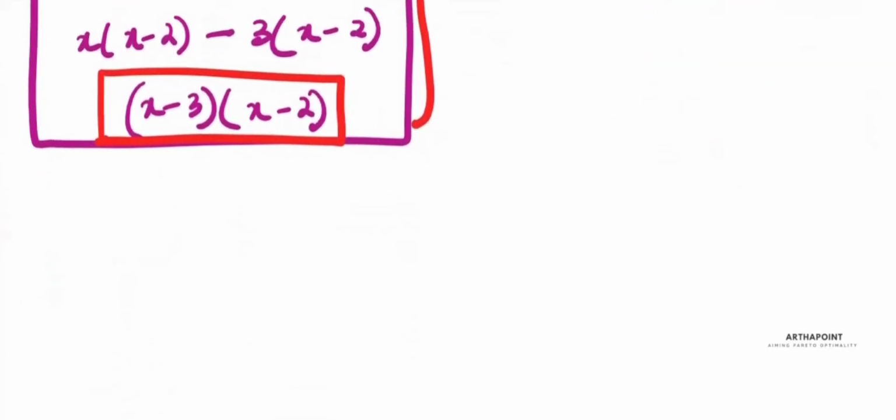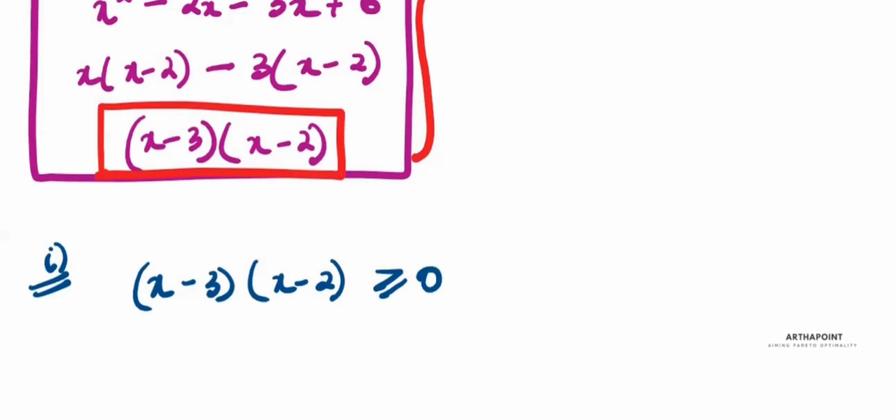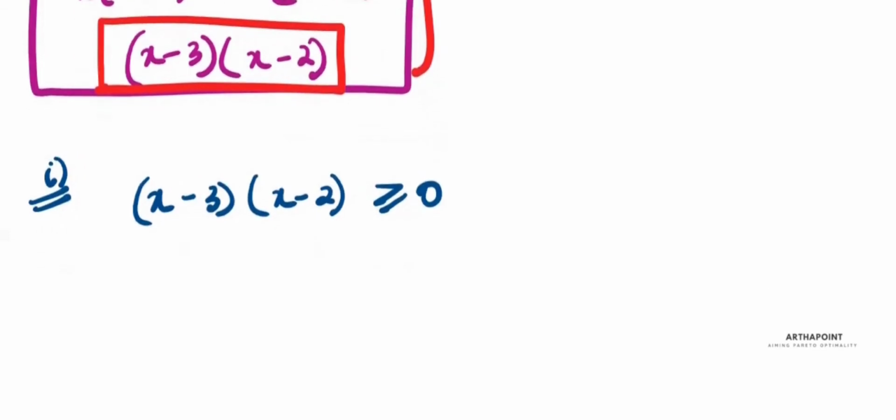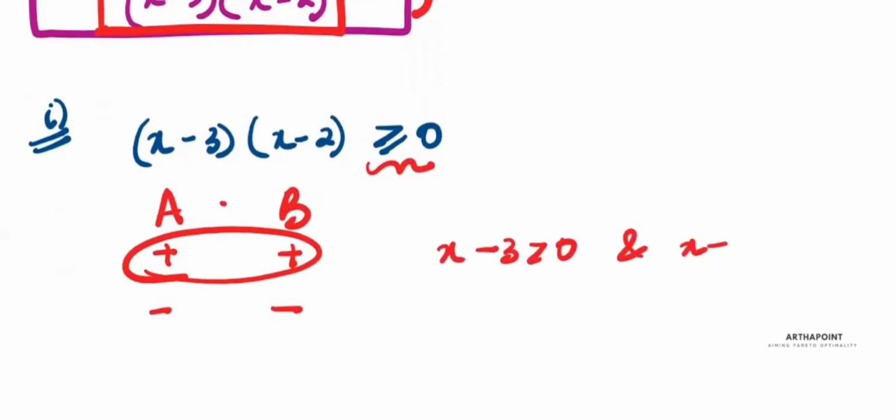So I can use any method. But one thing that I have concluded from here is that I want x minus 3, x minus 2 to be greater than or equal to 0. Now, when is the product of two things positive? When both the things are positive or both the things are negative? When will both of them be positive? When x minus 3 is greater than 0 and x minus 2 is greater than or equal to 0. This means x has to be greater than or equal to 3.